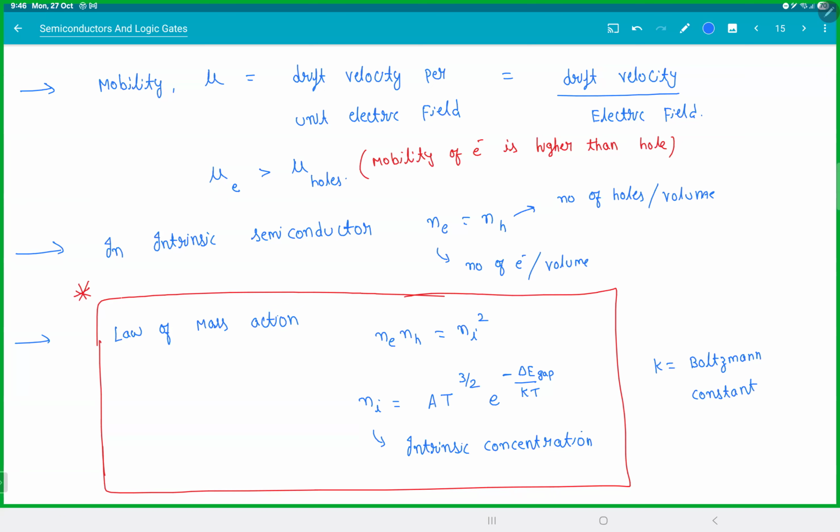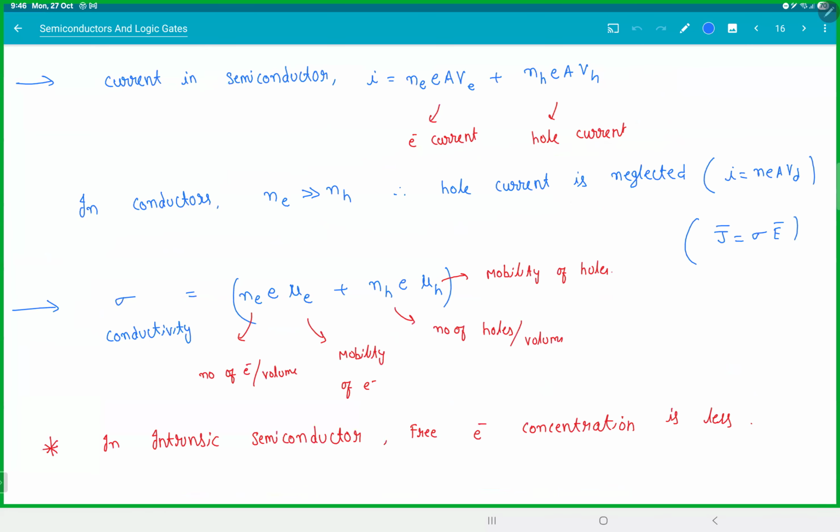Next thing. Now you guys remember the current formula, I is equal to NeAVd. Because in conductors, all the current is flowing because of electrons. But in a semiconductor, even holes will carry some current. So the formula changes. The current in a semiconductor is given by N_e e A V_drift of electrons plus N_h e A V_drift of holes. So there's a hole current and an electron current.